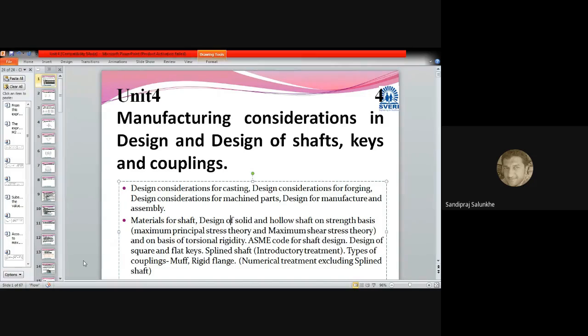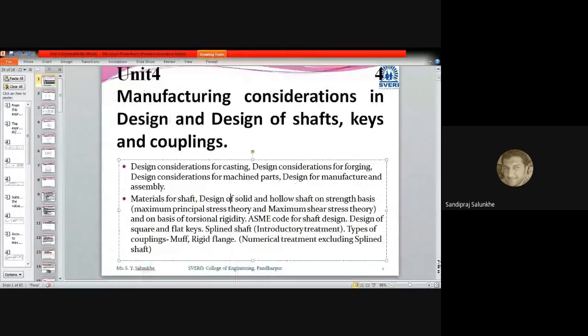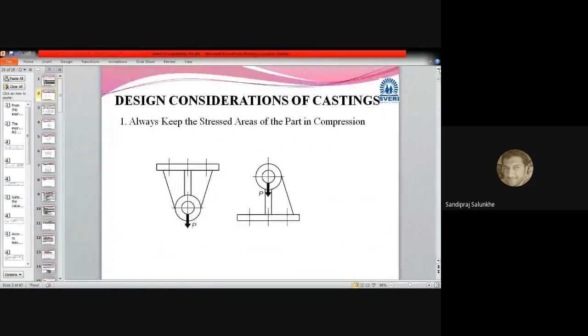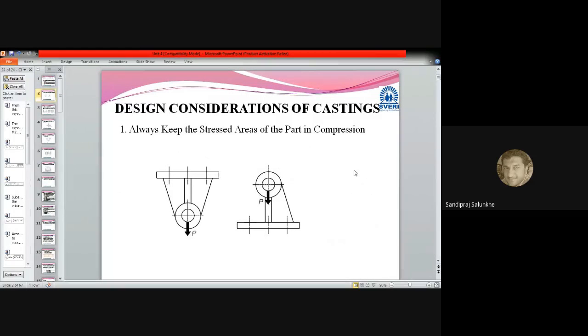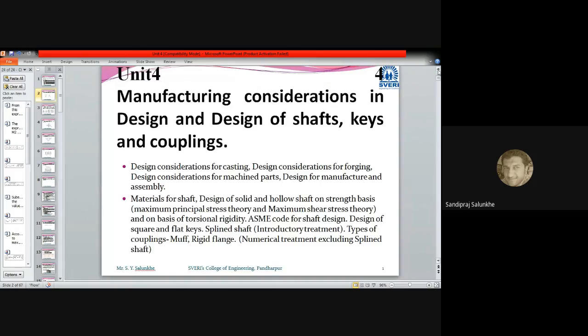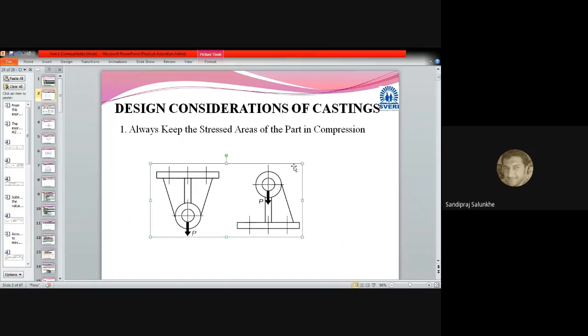Now, if we go to the next slide, first of all we are going to see what the design considerations will be. The first part is design considerations in casting. When we are going to see the design considerations, what do you mean by design considerations?